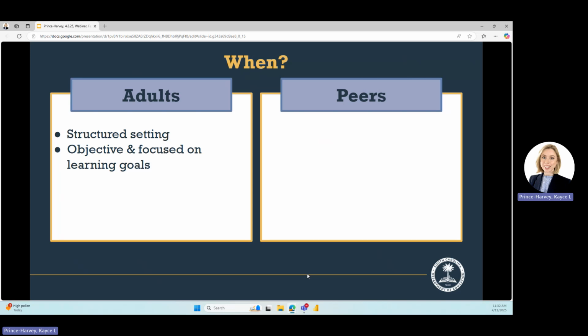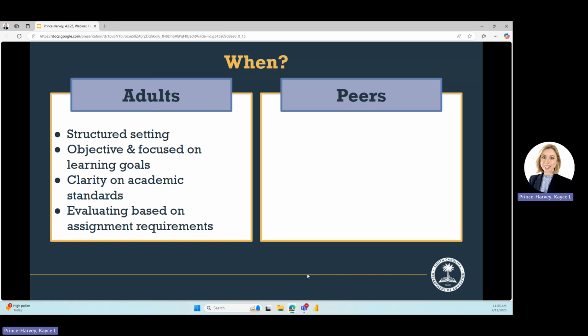When we are focused on the objective and the learning goals that are specific to the task, specifically with teachers when there is clarity on academic standards. So when we are really trying to focus in on the content, and when we are evaluating based on the assignment requirements.